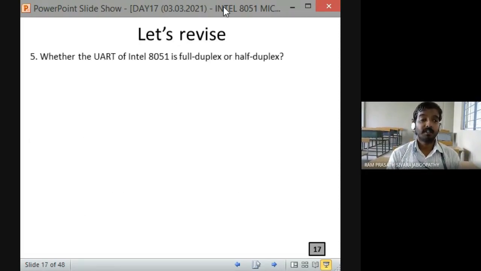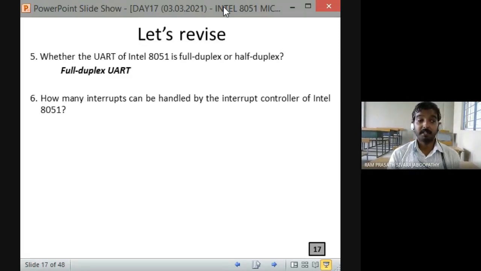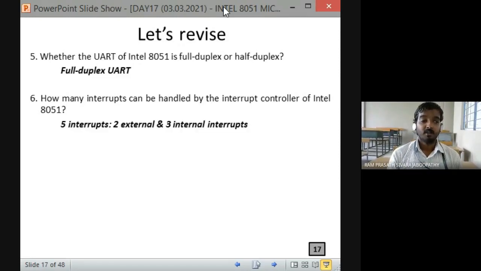Whether the UART of Intel 8051 is full duplex or half duplex? Yes, it is full duplex. Correct. How many interrupts can be handled by the interrupt controller of Intel 8051 in total? Yes, very good. 5 interrupts. Okay. 2 are external and 3 are internal. Very good. All are vectored.